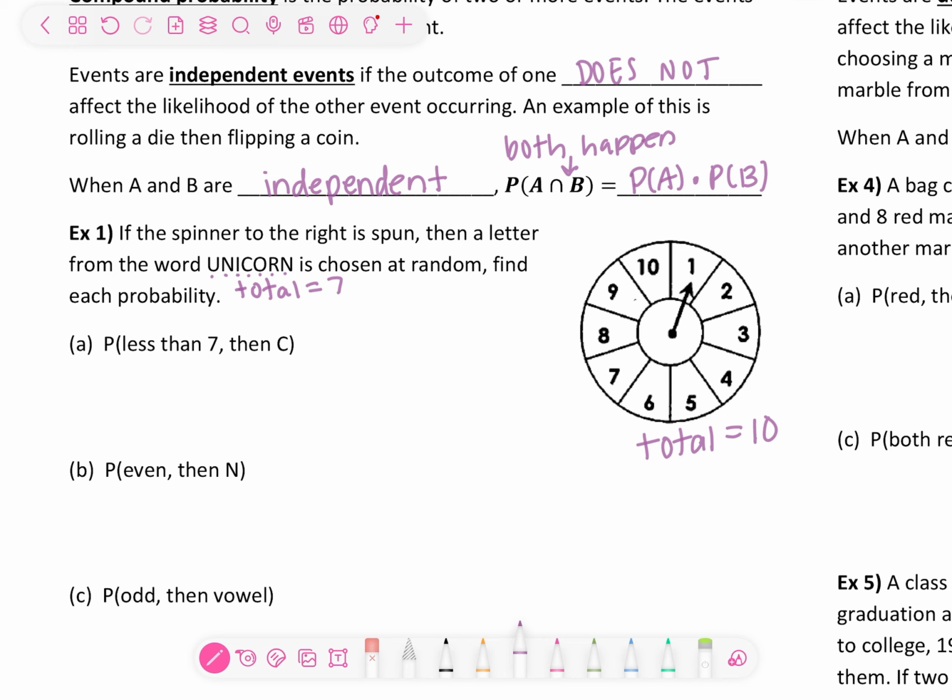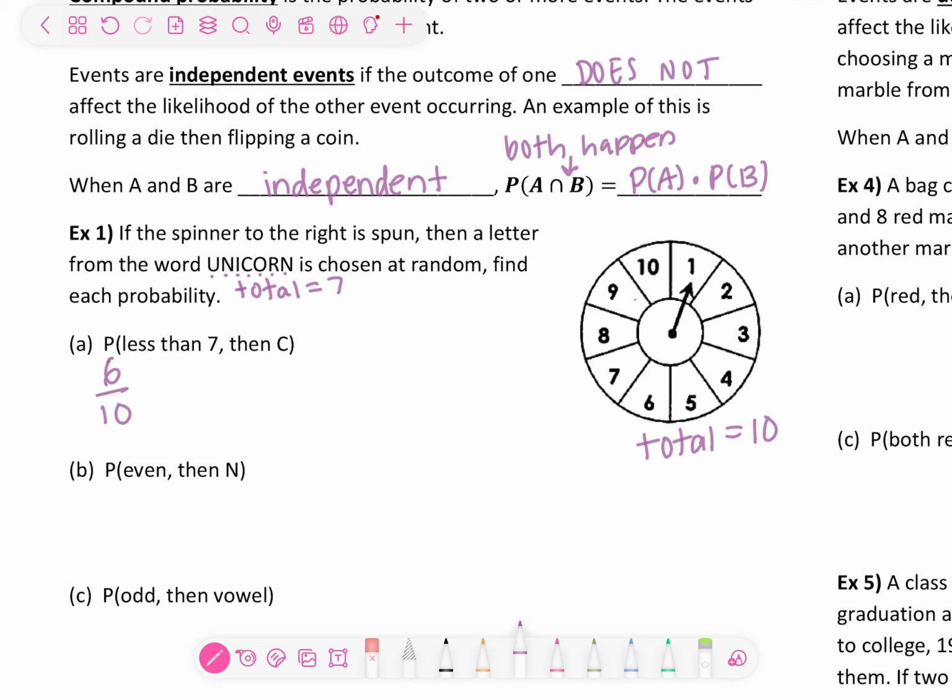All right, so probability that you get less than 7, then a C. So probability of less than 7, let's take a look. Less than 7 is going to be 6, 5, 4, 3, 2, 1. So that's going to be 1, 2, 3, 4, 5, 6 numbers. So that's going to be 6 out of the 10 total.